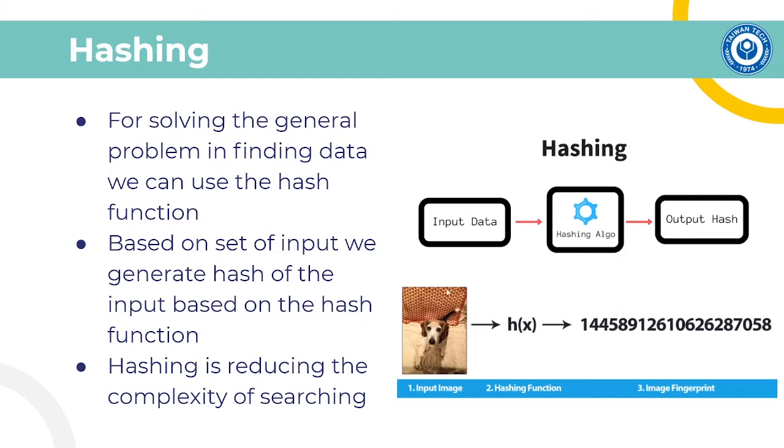So if we input the same image, we will have the same key from the image. For this hashing problem, we must create a hashing algorithm that we can use to generate a key based on the input image. This hashing task reduces the complexity of searching in the image database.